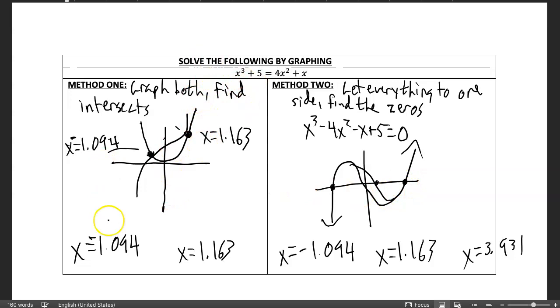So if you're asked to solve by graphing, you can use either of these methods. The first step is to make sure that you're zoomed out enough to see all the interesting points, but you can use either of these when you do this.